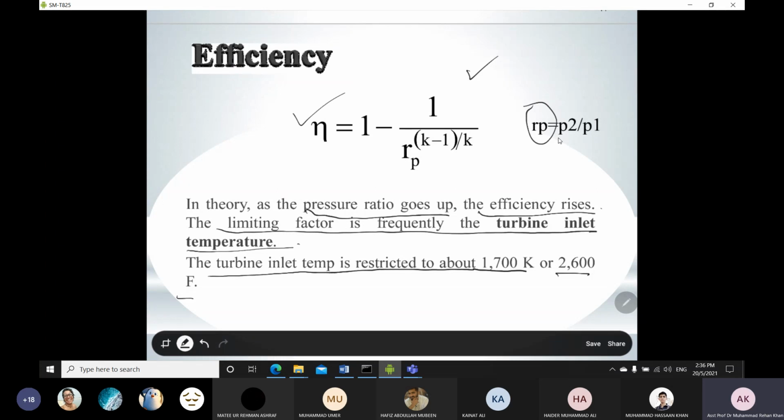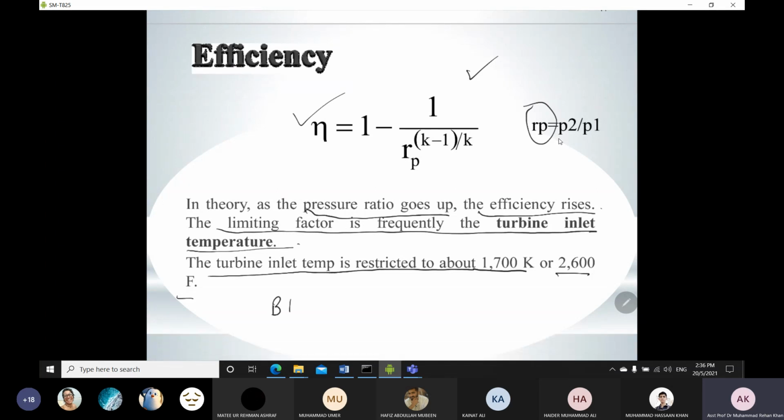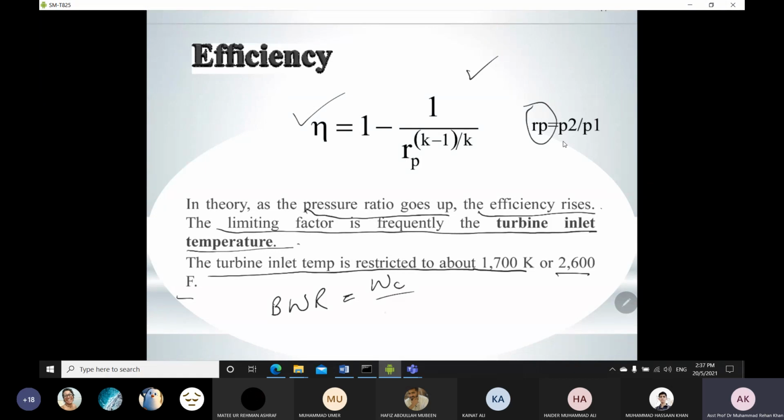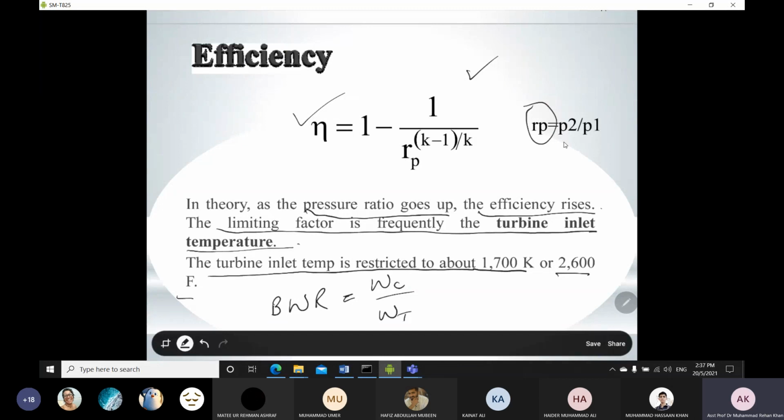Before this, we have another term which we call the back work ratio, which I already told you about when we were seeing the video. The back work ratio is defined as the fraction of turbine work used to drive the compressor. If the question asks you to find the back work ratio of your gas turbine, simply take the ratio of compressor work to turbine work. So this is how we find the back work ratio.